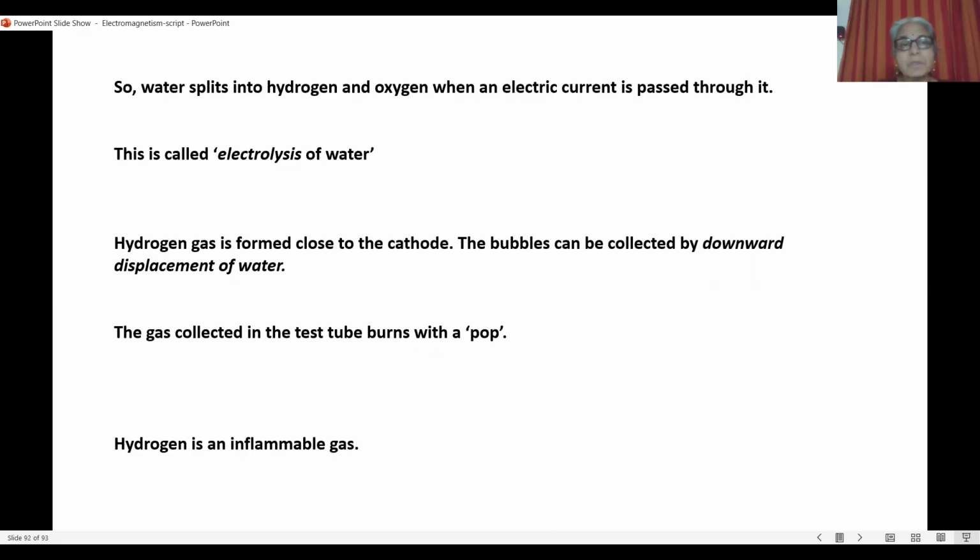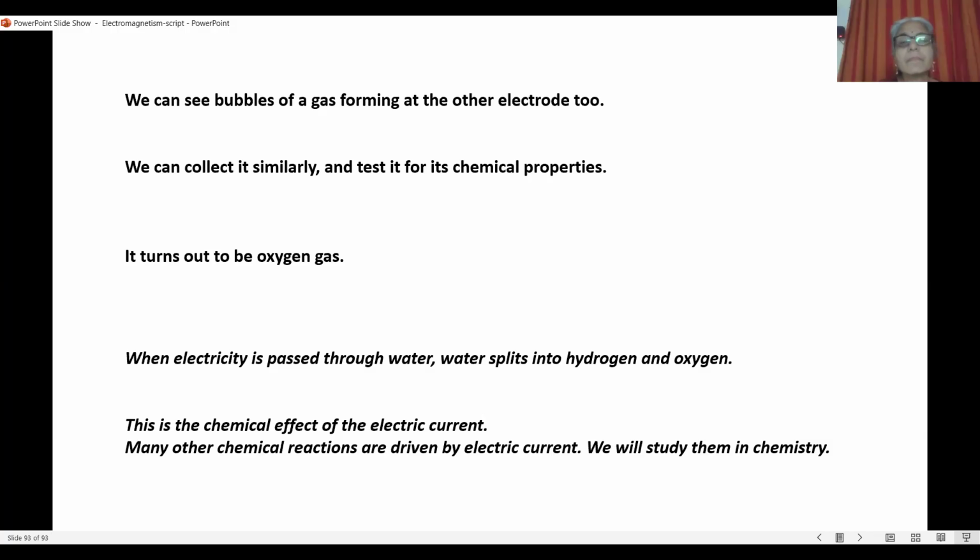and some steam formed. Because when again hydrogen gas burns, it combines with oxygen and forms water again, which we see as steam. Hydrogen is an inflammable gas. So if we collect the gas which is forming at the other electrode, at the anode, then we can check that it is oxygen gas. So this way we have seen that when we pass an electric current through water, water splits into hydrogen and oxygen, which is a chemical reaction.